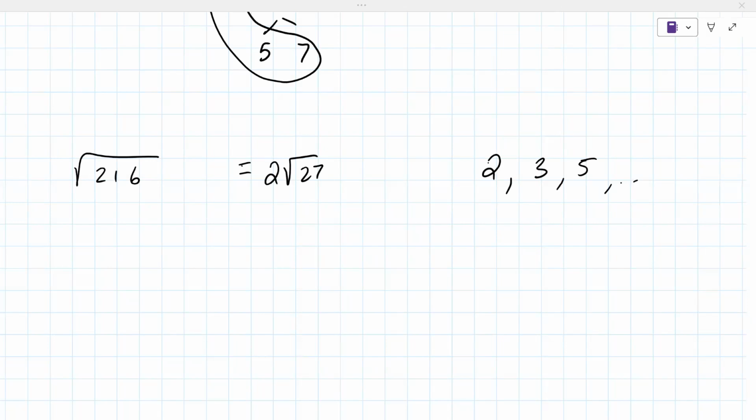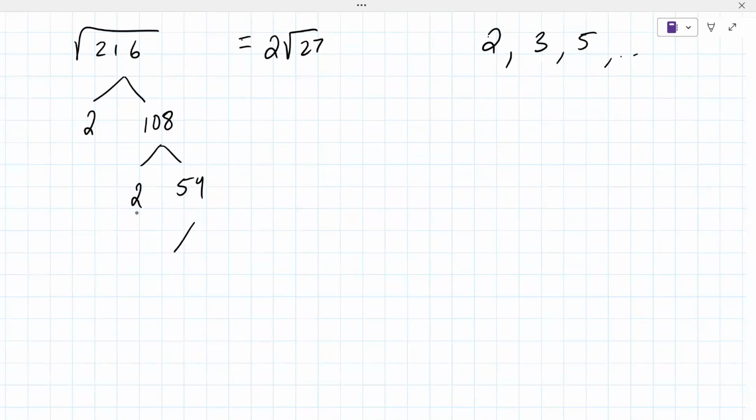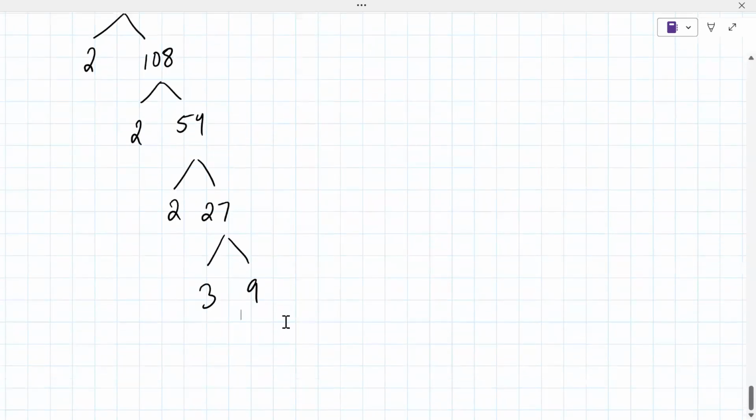Well, I think I solved it the right way. I think the way that I am writing it out is the wrong way. Okay. But yeah, I'll redo it. Two and what number? 2 and 108. Okay. Now what? 2 and 54. Okay. Now what? 2 and 27. Okay. 3 and 9. Okay, and then 3 and 3.